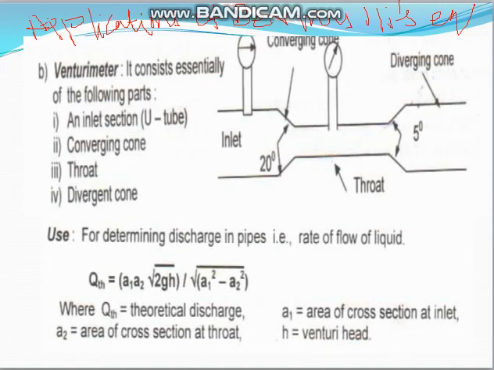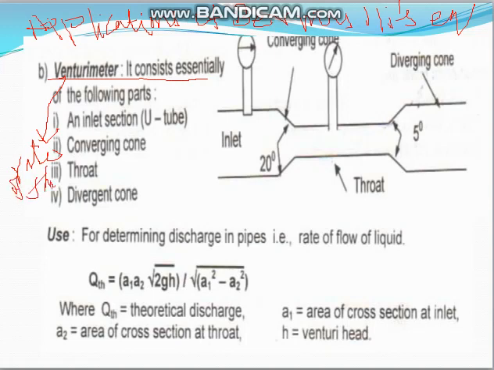See the applications of Bernoulli's equation by considering the incompressible fluid flow. First one is the venturimeter. So venturimeter is a device used for measuring the rate of flow of a fluid flowing through a pipe. It is used for determining the rate of flow, that is nothing but the discharge.